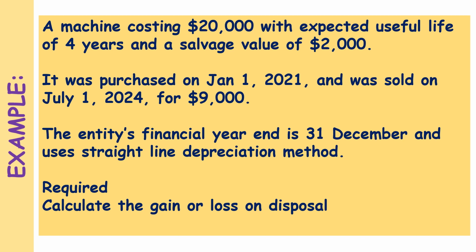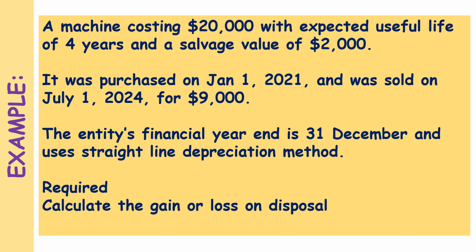To calculate gain or loss, we need to take the cash received from the sale, which is 9,000, minus the net book value of the asset. We are not given the net book value of the asset, but we know how to calculate it, which is the cost of the asset, 20,000, minus the accumulated depreciation. Again, accumulated depreciation is not given to us, and this is the depreciation from the start of the asset up to the sale time of the asset, the total depreciation. So we are given enough information to calculate the accumulated depreciation.